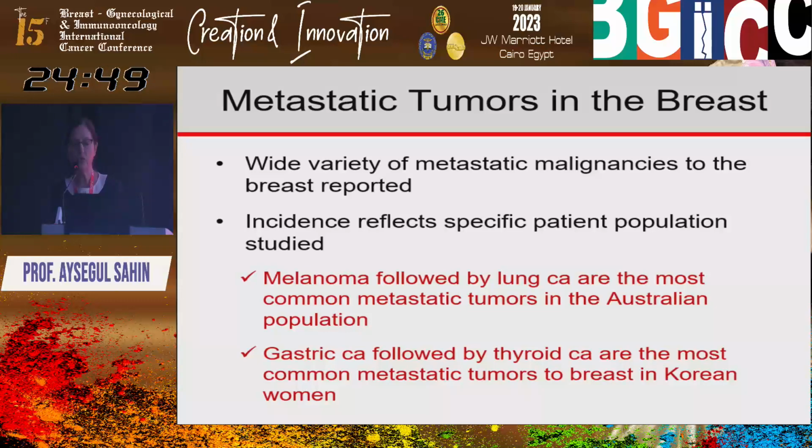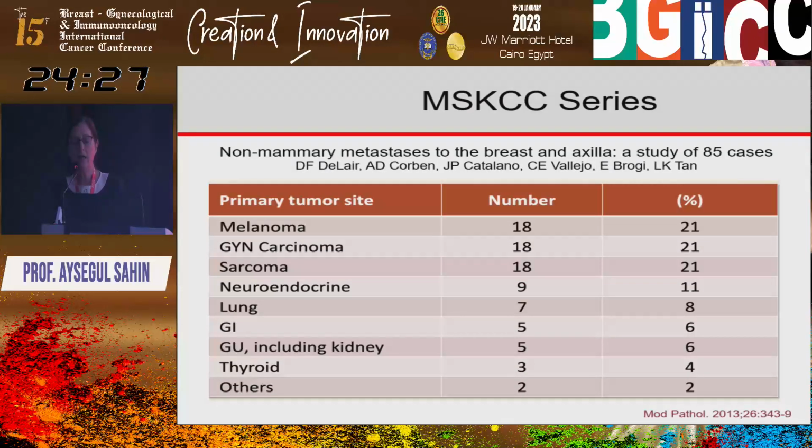It also depends on the demographics. For example, in Asian women, the incidence of GI tumors is higher. Gastric cancer is number one in Korean women, and malignant melanoma in the Australian population. And in the United States, from the two major cancer centers, we have recent publications, and this is from Memorial Sloan Kettering. Again, melanoma is the most common.